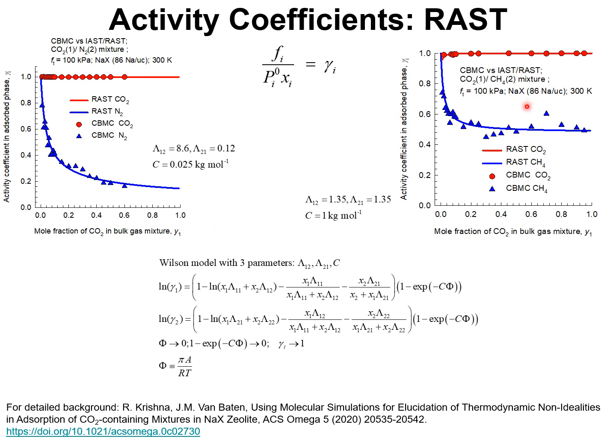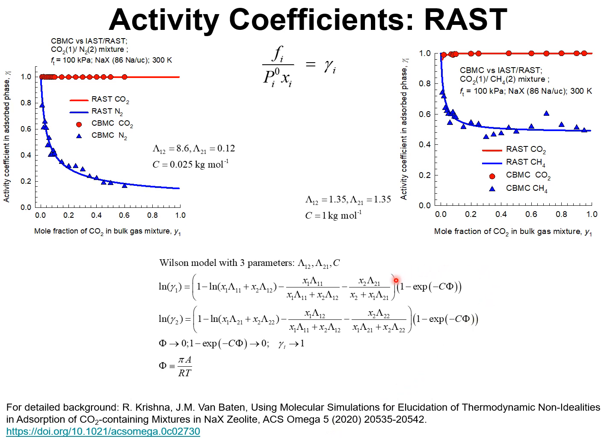Similarly, the CBMC data for CO2 methane mixtures at 100 kilopascals in NaX zeolite at 300 Kelvin are shown here. The symbols are the CBMC data for the activity coefficients, and the continuous solid lines are the RAST calculations using the Wilson model. The details of these simulations are provided in my paper, ACS Omega 2020.